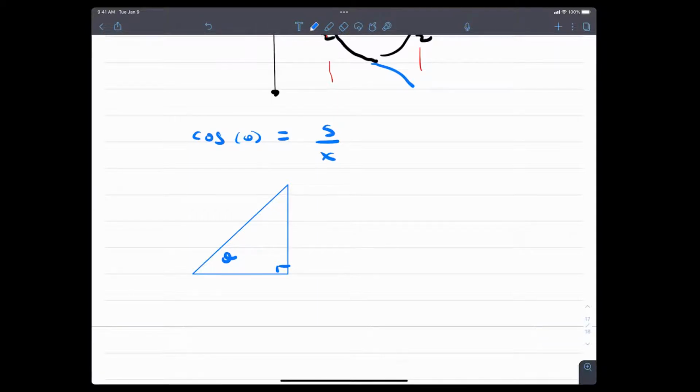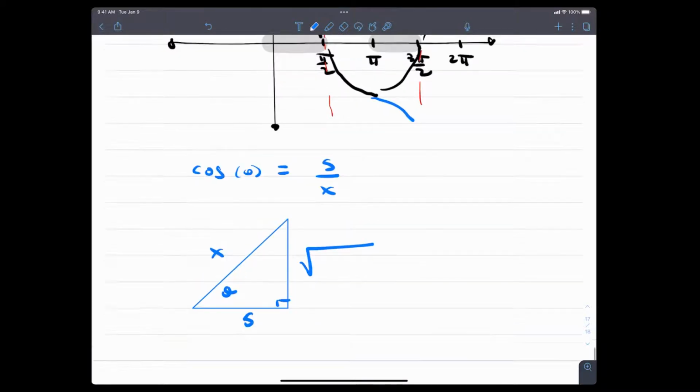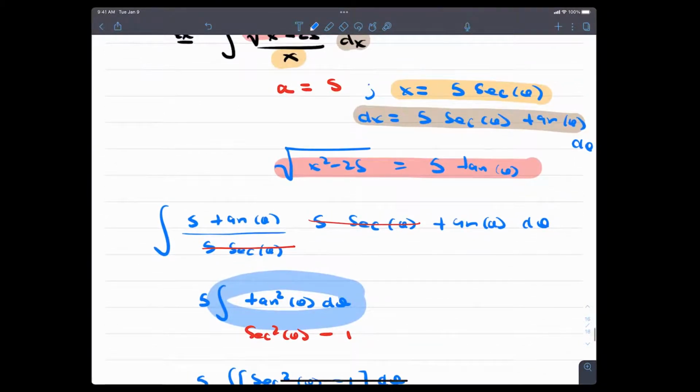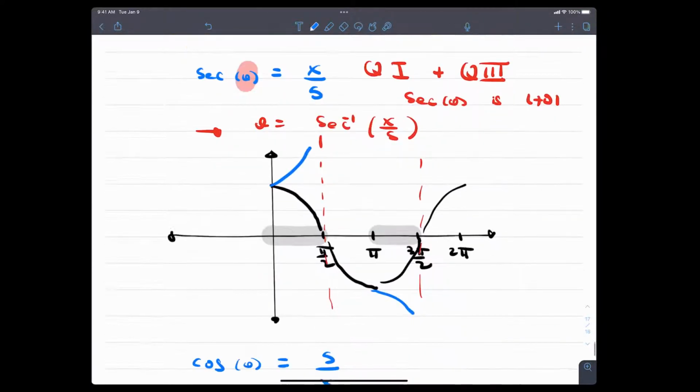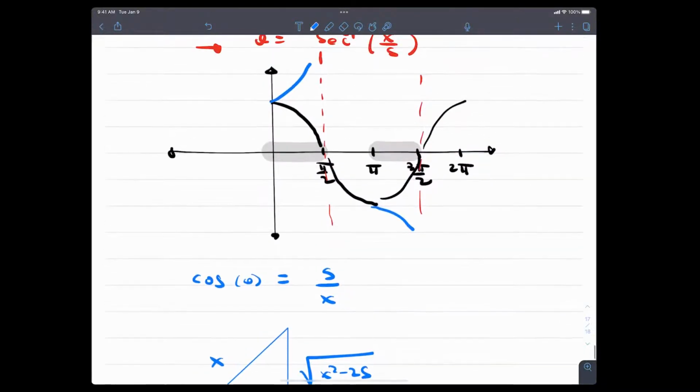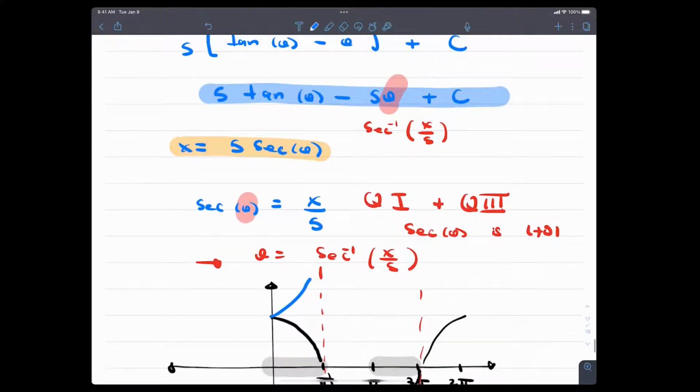Definition of cosine is adjacent over hypotenuse. Remember, this will always be the radical, and the radical here is x squared minus 25. If you use the Pythagorean theorem, you'll get this x squared minus 25. Now, remember, what is it that we need? We need tangent, right?